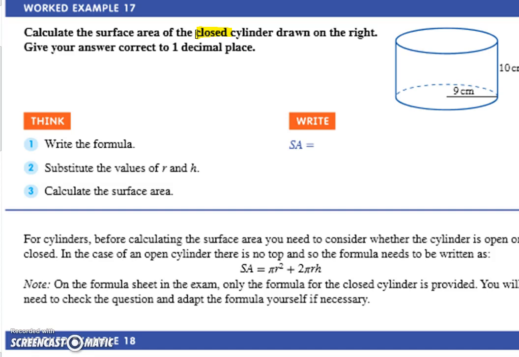Kirby, I'm holding a closed cylinder. Okay, now I'm holding an open one. What did I take off? Yeah. On an open cylinder, there's no top. So you've still got the circle at the bottom, but there's no circle at the top. Make sense?